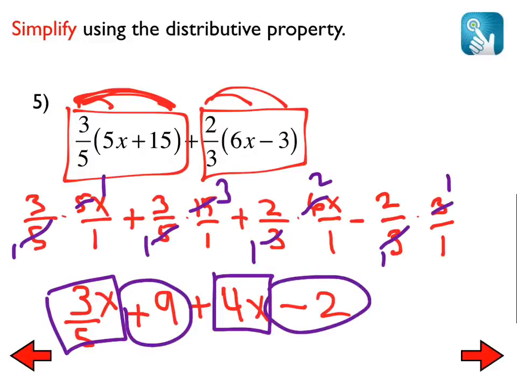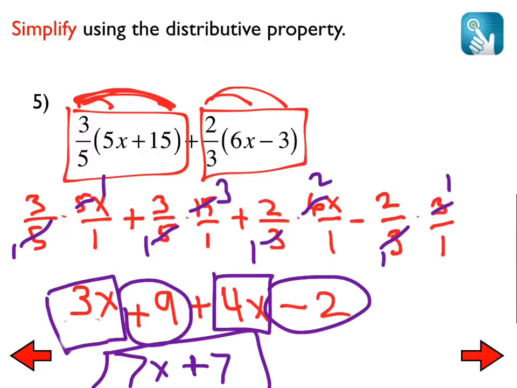Do you have a question? Yeah, 3x over 5, it's 3x over 1. Which one? Oops, you're right. Thank you. Like that? Thank you. So what is 3 plus 4? This will be 7x. And then what's 9 minus 2? Positive or negative? Positive 7. There you go. 7x plus 7.